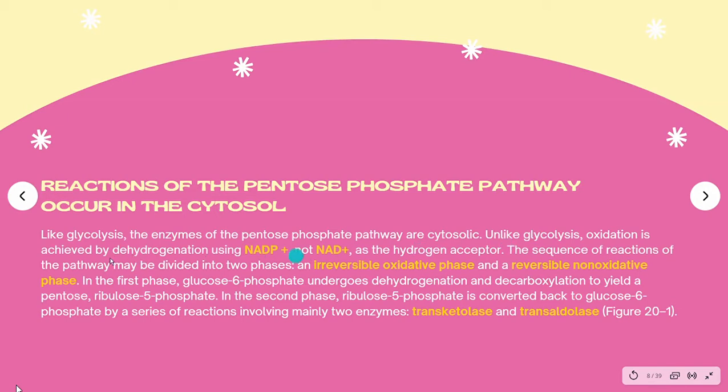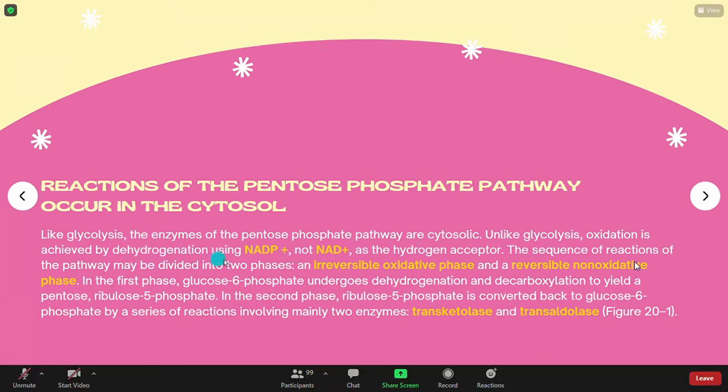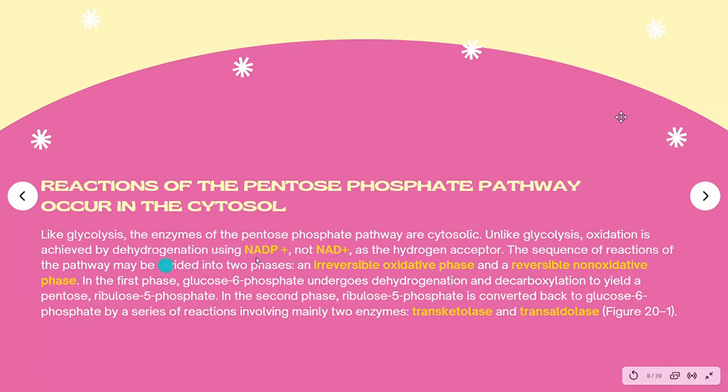Oxidation is achieved by dehydrogenation using NADP, and it is emphasized, not NAD, as the hydrogen acceptor. The sequence of reactions in the pathway may be divided into phases: the irreversible oxidative phase, those are the first two, and the reversible non-oxidative phase.